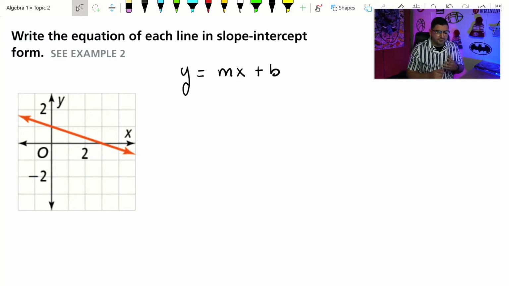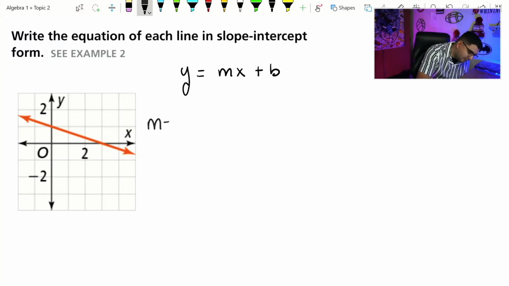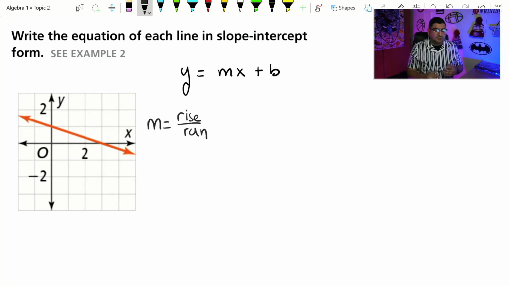First, we have to remember that m represents our slope, and a lot of times it's rise over run. So m equals rise over run, where rise is how much our graph changed in the y distance, and run is how much it changed in the horizontal x distance. Usually what I do is go to the graph and pick 2 points that are on the line.